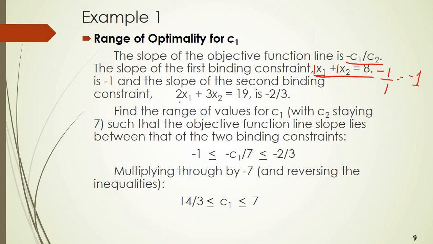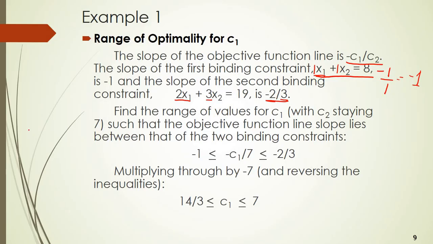And then for the second constraint, we get again the numerical value for the x sub 1, which is 2, so we have negative 2. And then the numerical value for the 3x sub 2, that would be 3. Negative 2 over 3 is the slope of our second constraint. So after getting the slope of the constraints, we need to find the range of values for C sub 1 with C sub 2 staying at 7.